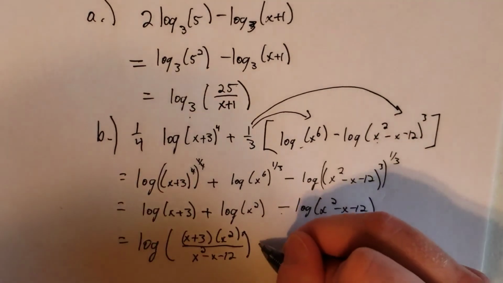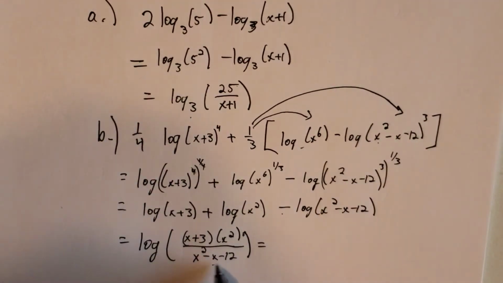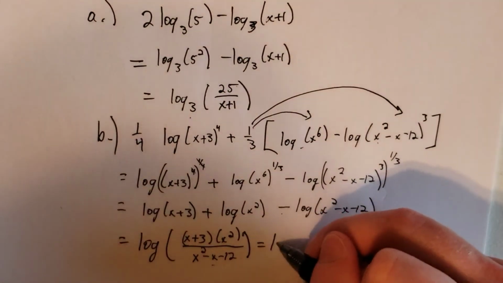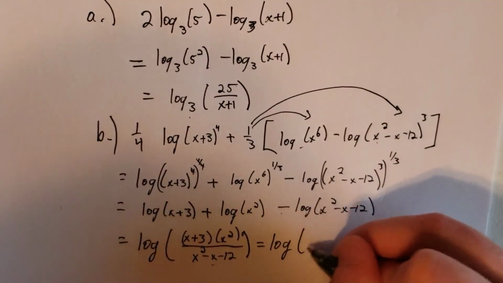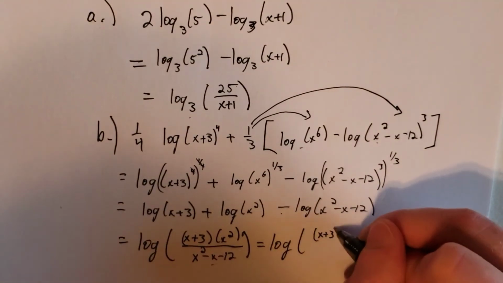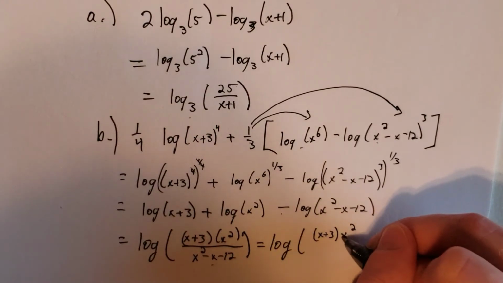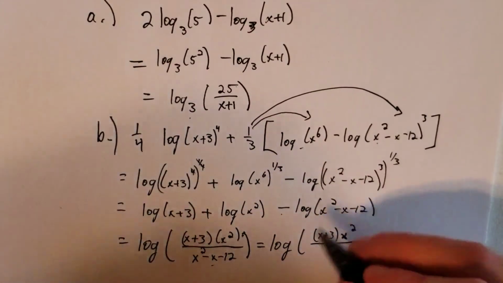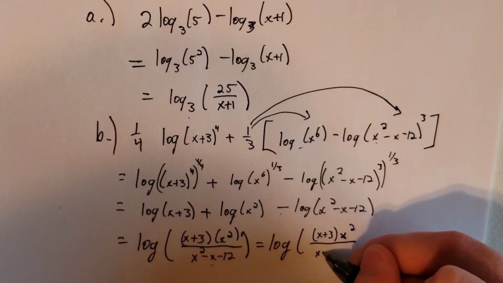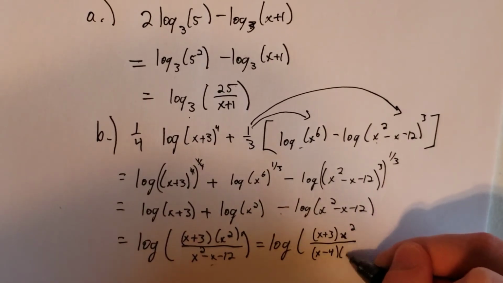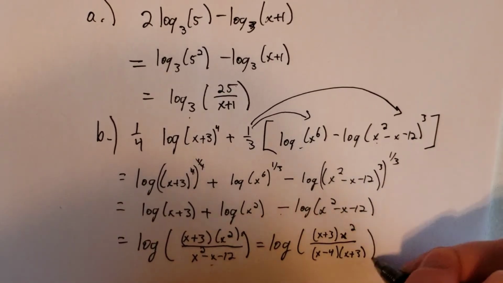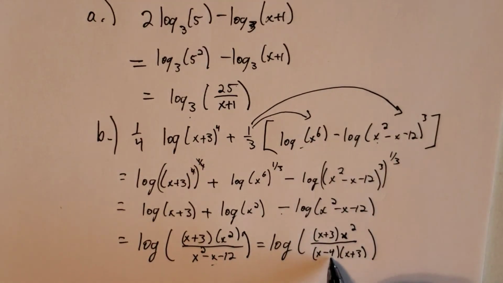And then let's see if we can reduce. And to do that, I want to factor this and then see if anything cancels out. So we have log of x plus 3 times x squared in the numerator. And the denominator factors to x minus 4 times x plus 3. How did I know that, right? We needed negative 4 times a positive 3 to be negative 12. And we needed the negative 4 plus 3 to be a negative 1. And they do.